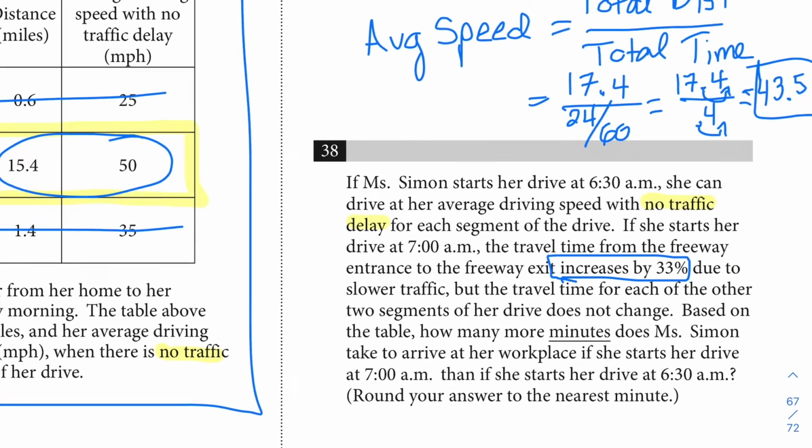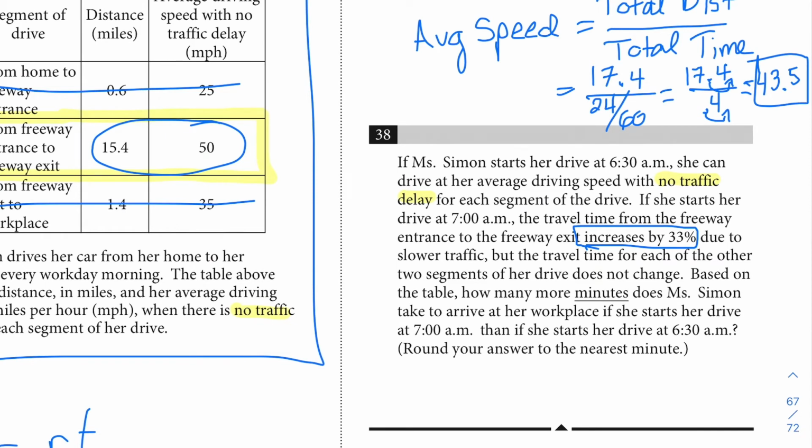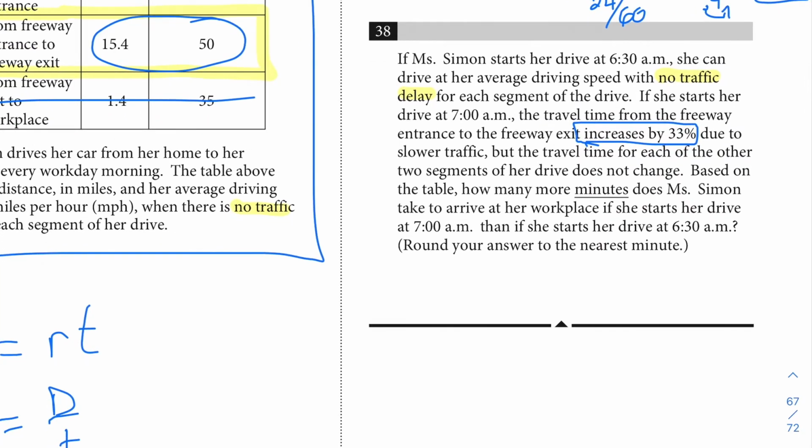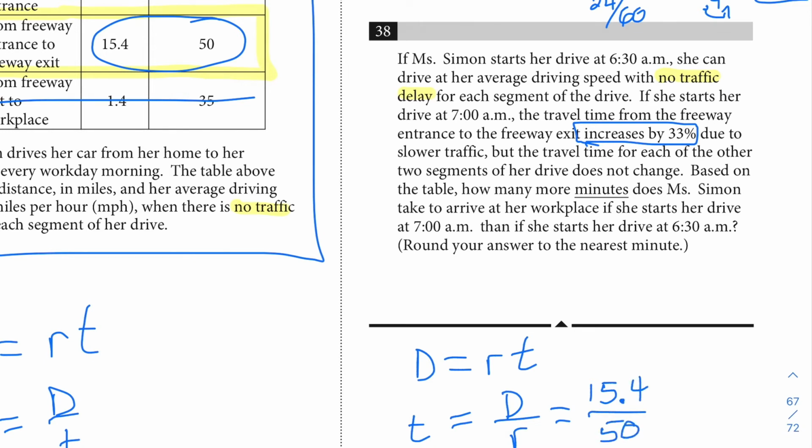So let's take a look at how we can use that information to do a calculation here. It says from freeway entrance to freeway exit, it'll increase by 33%. Well, let's take a look at the current time. We have a distance and a rate, but we don't have a time, so we're going to have to calculate a time. So in this case, if we do a distance equals rate times time calculation, and we solve for t, our time would equal our distance divided by our rate, which would be a distance of 15.4 miles. And if we divide by 50, that's going to give us a time.